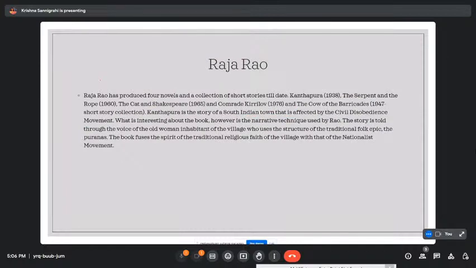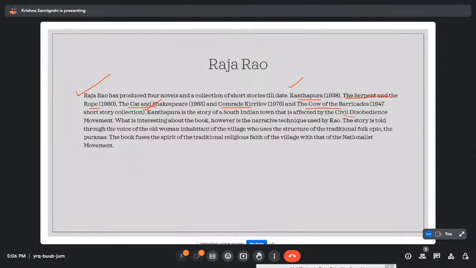Next, Raja Rao has produced 4 novels and a collection of short stories till date. Kanthapura, The Serpent and the Rope, The Cat and Shakespeare, Comrade Kirillov, and The Cow of the Barricades, a short story collection, wherein Kanthapura is the story of a South Indian town that is affected by the civil disobedience movement.